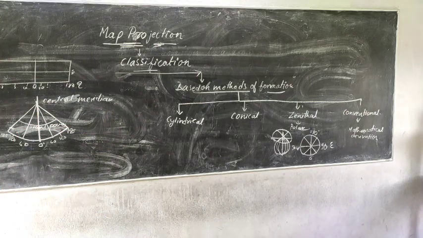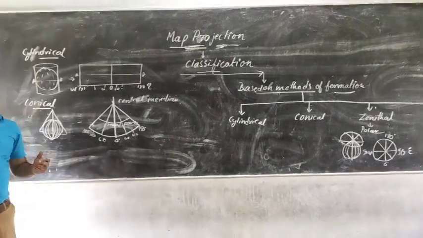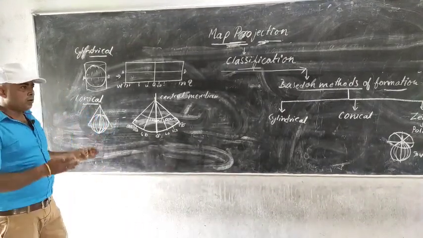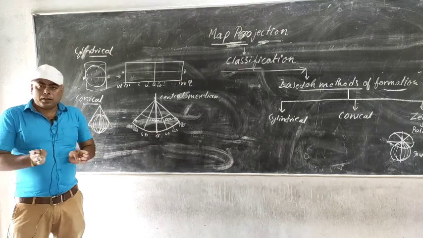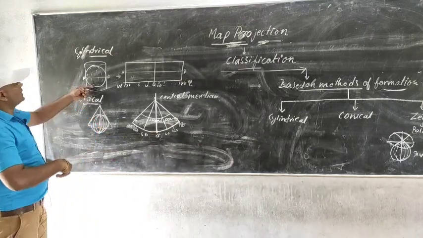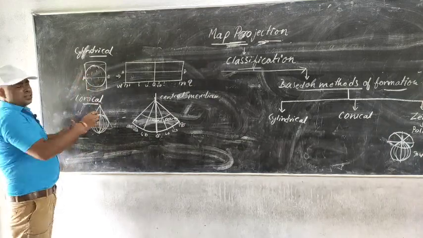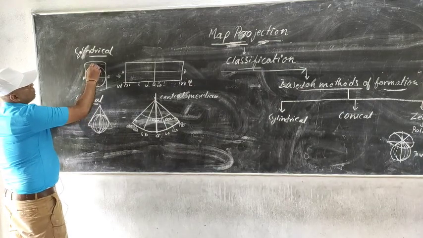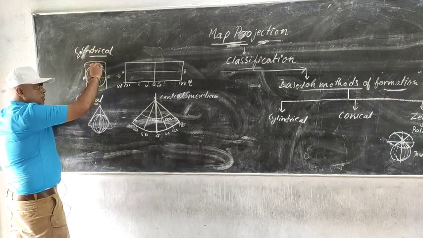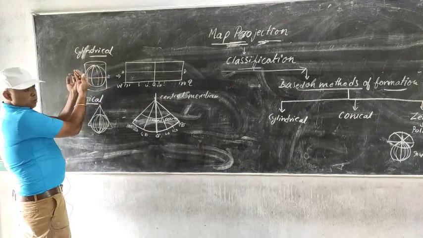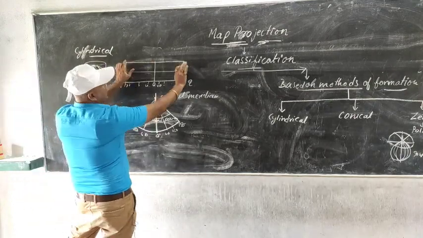What is cylindrical projection? Suppose a paper is placed throughout the globe, the Earth's model, like this. That means it takes the shape of a cylinder, as you are seeing. And when we mark the points on that paper, these longitudes and latitudes, and open that paper into a flat base, it comes like this.